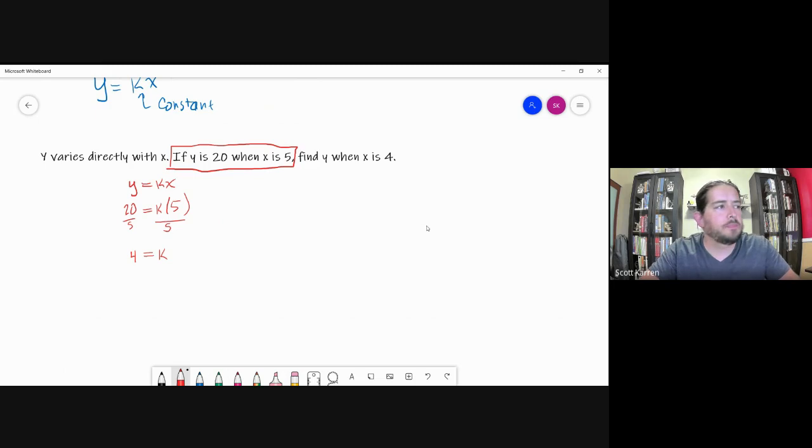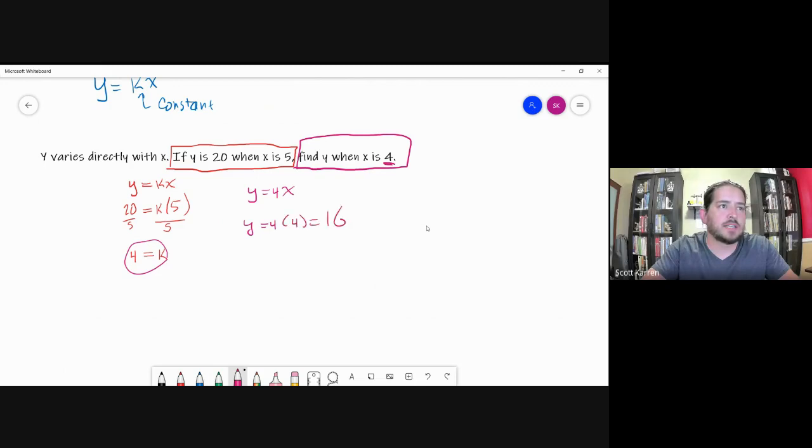Okay. And then the other scenario here says, find y when x is 4. Well, I know that k is 4, so I know that my equation is going to be y equals 4x. But if x is 4, then y is 4 times 4, which is 16 for that value, right?